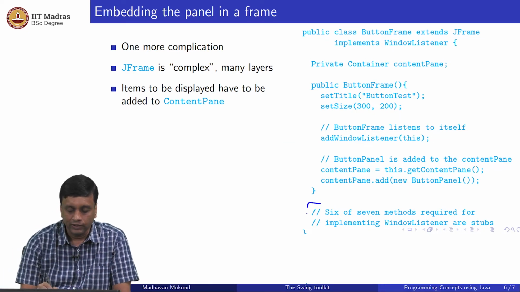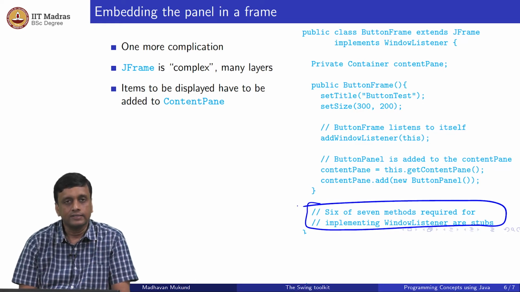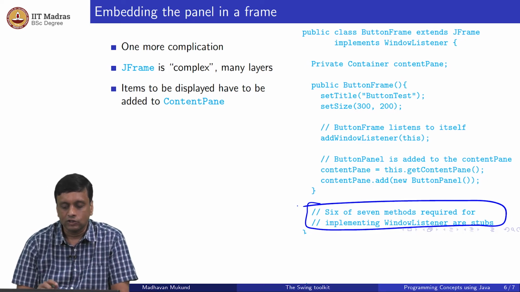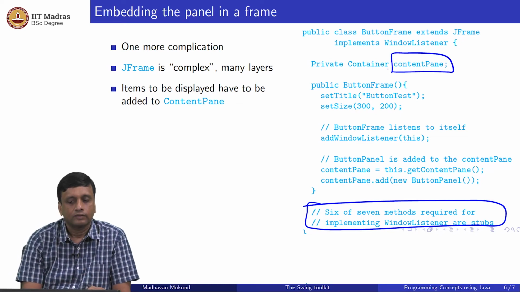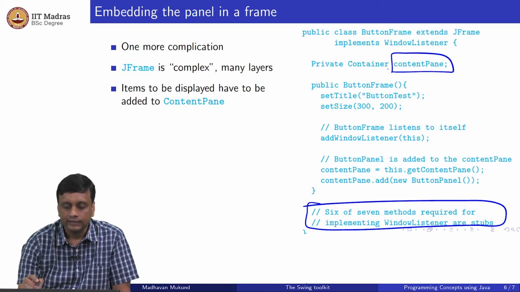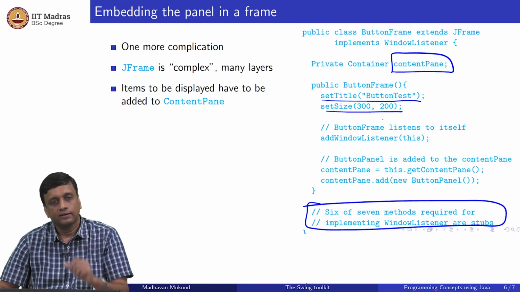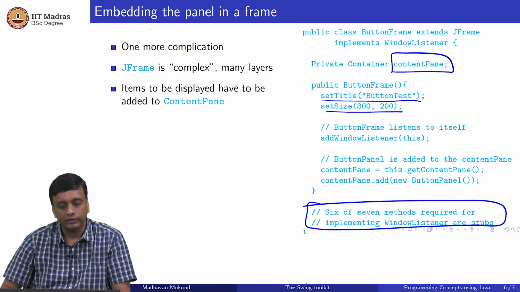So at the bottom here we have suppressed now the code for those 7 listener interface functions. And instead we are focusing on what the frame contains. First of all, we have to extract its content pane. And now we say that when we create a frame, we set its title and its size. So it's going to have a title saying button test, and it's going to have a 300 by 200 size in terms of the geometry of the window, 300 pixels by 200 pixels.